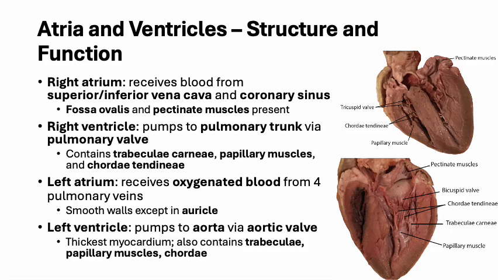The left ventricle has the thickest myocardial wall because it must generate enough pressure to push blood through the systemic circuit. Like the right ventricle, it also contains trabeculae carneae, papillary muscles, and chordae tendineae, but all are more robust due to the greater forces involved.